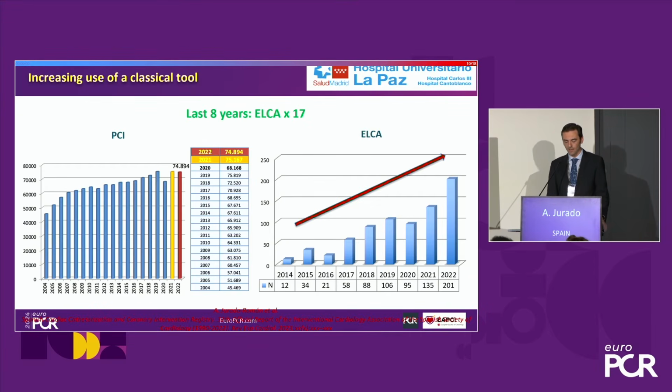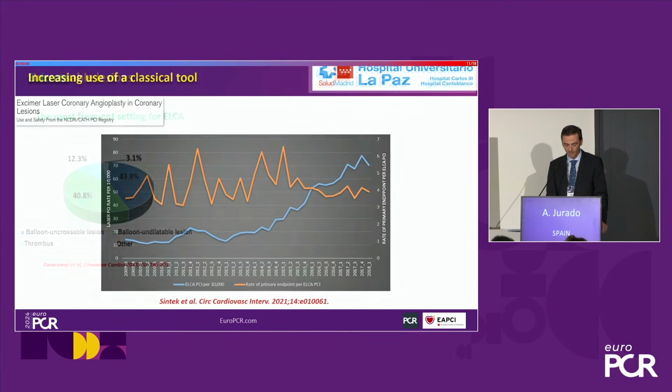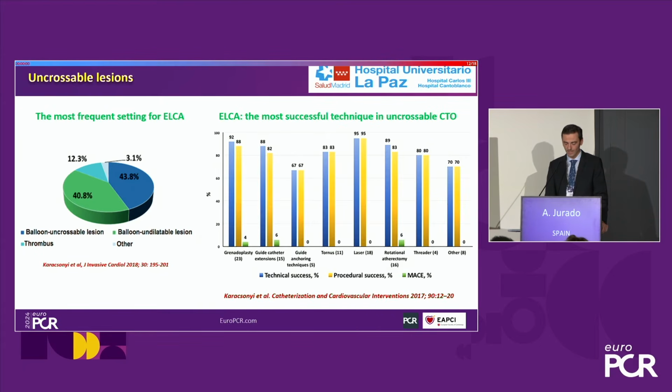Now in Spain, the use of ELCA has increased exponentially in the last years, and this is not only Spain. This is the US, the blue line. From 2014, more or less, the use has increased exponentially. When we use ELCA, more or less 40% in uncrossable lesions, more or less 40% in undilatable lesions, and in some cases in thrombotic lesions. And probably CTO is the best example of an uncrossable lesion.